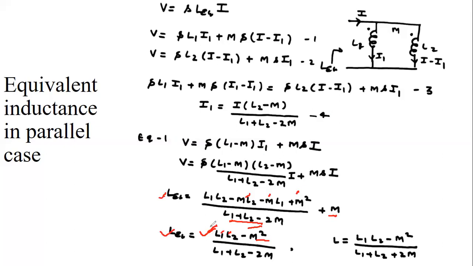So in the case of parallel connection, when the coils support the flux of each other, the equivalent inductance is (L1 L2 minus M square) divided by (L1 plus L2 minus 2M). In the second case, if the flux is opposed, and the sign is given here, what is the equivalent inductance? In this case, the numerator remains the same, only the denominator is represented with a plus sign, plus 2M. The equivalent inductance will be decreased compared to the first case.